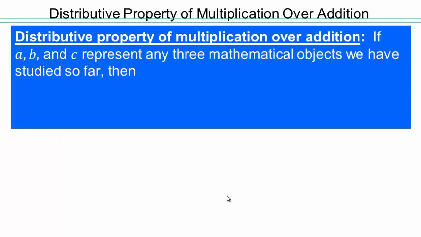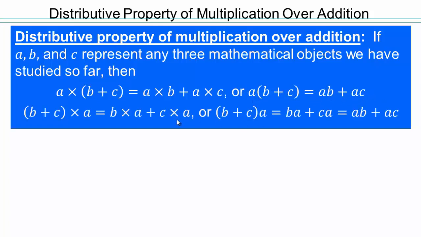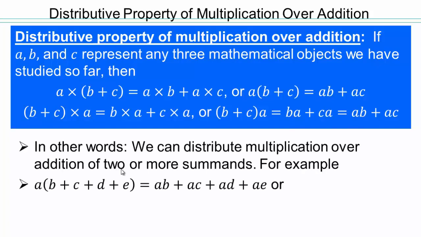All right, so formally, what does that mean? We say if A, B, and C represent any 3 mathematical objects we've studied so far, then A times (B plus C) is the same as A times B plus A times C. Or another way to say it is A(B + C) is AB plus AC. Same thing here, except now we're multiplying by A from the right side. And same thing. So we can distribute multiplication over addition of 2 or more summands.